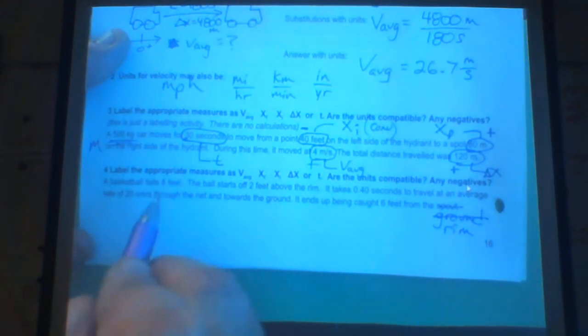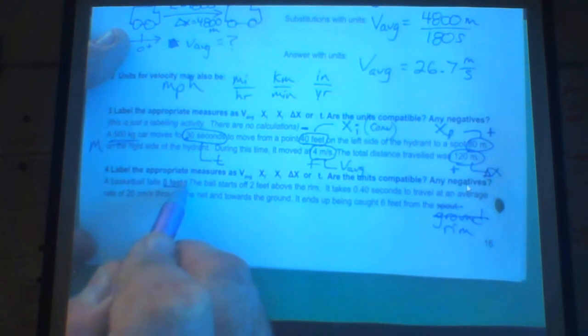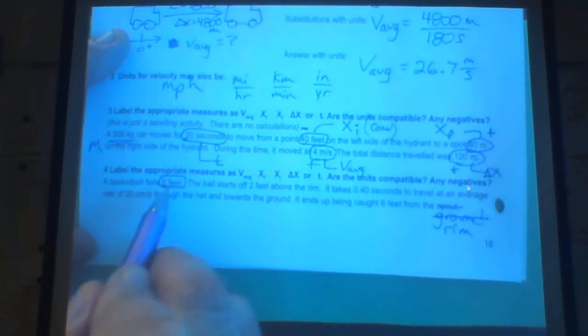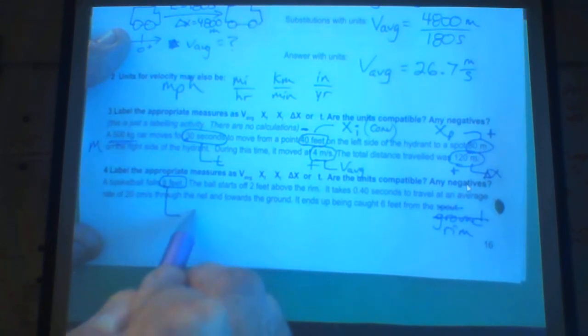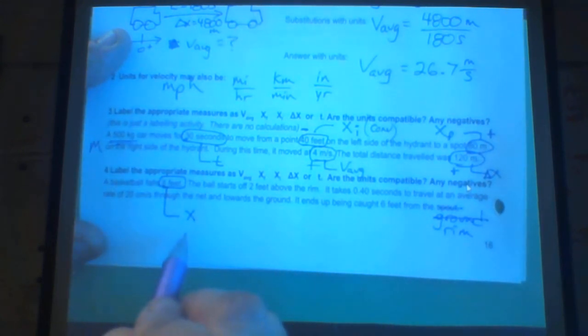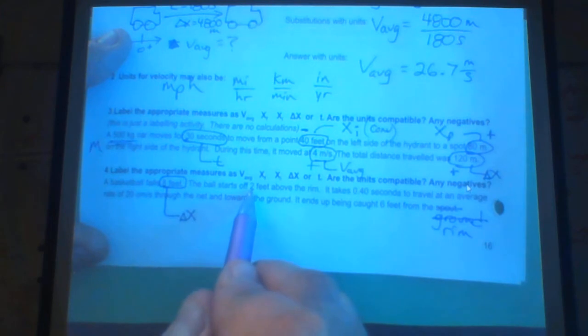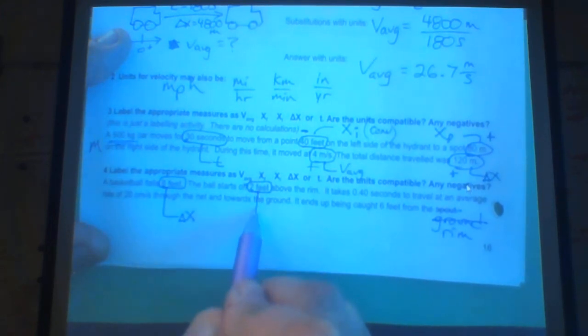A basketball falls 6 feet. We have a plain old unit of feet. That's a length distance, so that's going to be an x. And that is how far it falls, how far it travels, the distance it travels. So that's delta x. It starts off 2 feet above the rim. Again, a plain old unit of length, so that's going to be an x of some sort, and it says it starts there, so that's going to be an x sub i.